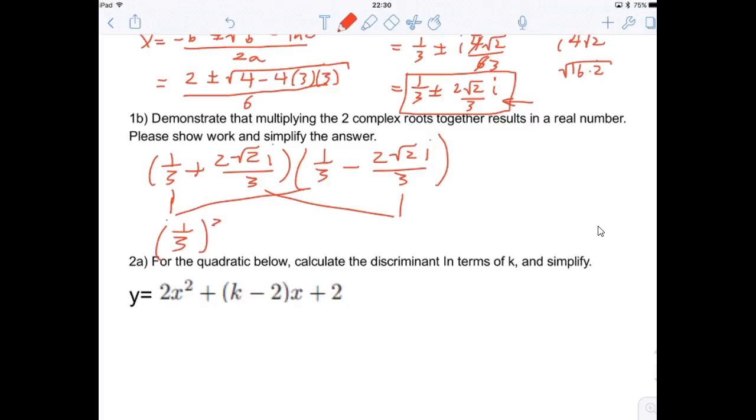So it's going to be 1/3 squared is the first, and the last is going to be, let's see, negative 2 squared would be 4, square root of 2 squared would be 2, i squared would be negative 1, and 3 squared would be 9.